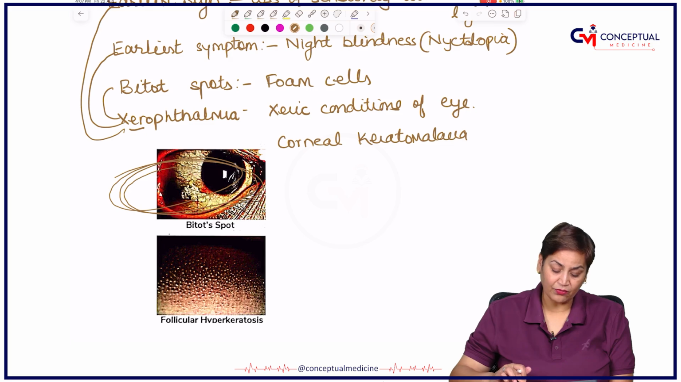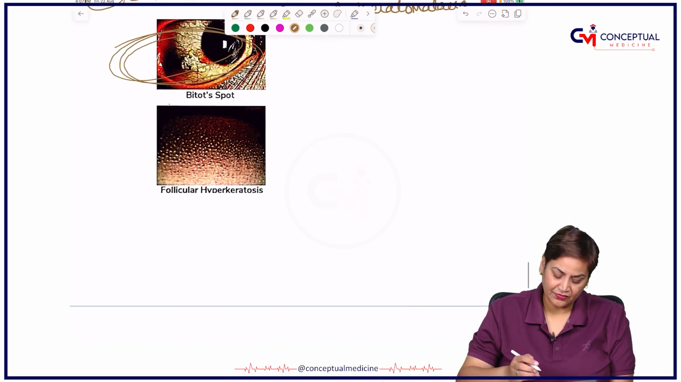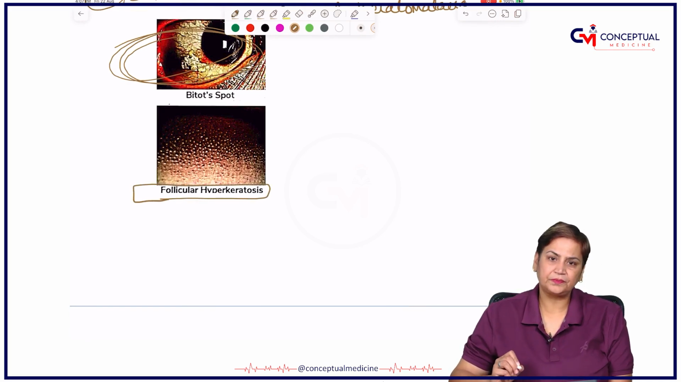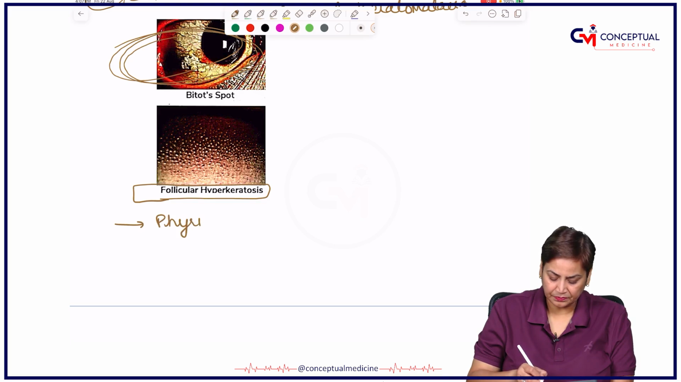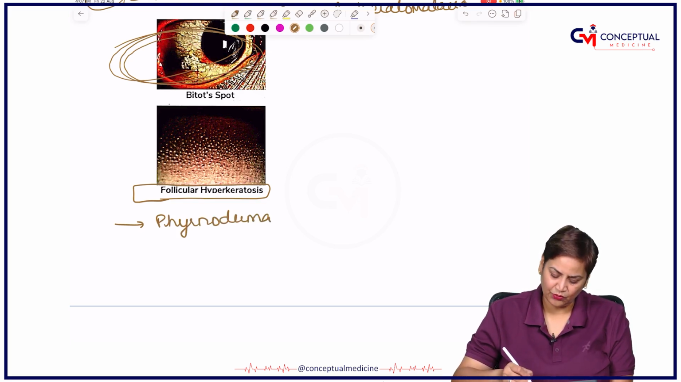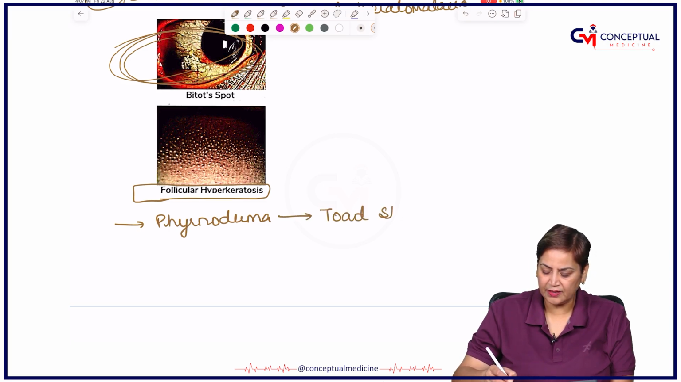Then it is required for the growth of the epithelia, but again absence of this will lead to follicular hyperkeratosis. Right? And in fact it leads to what? It leads to phrynoderma. You can see rough scaly skin is produced. The phrynoderma, which is also known as a kind of toad skin.